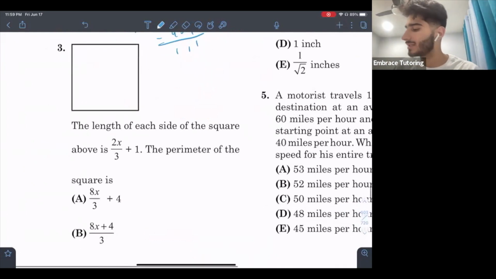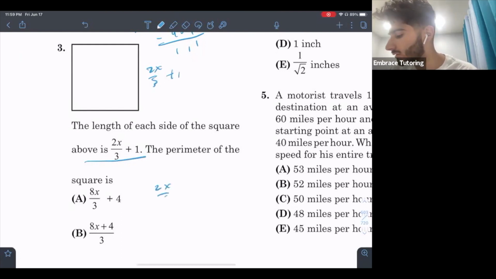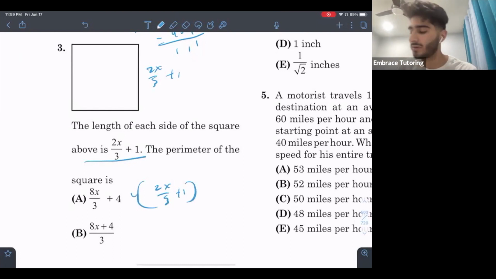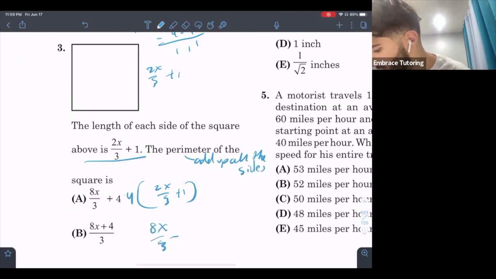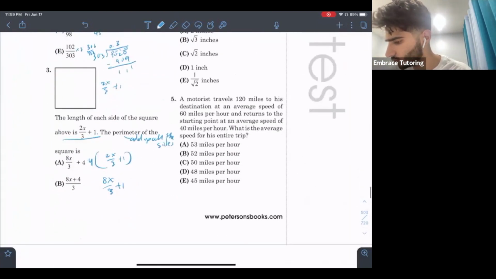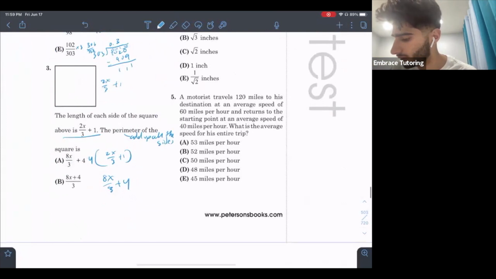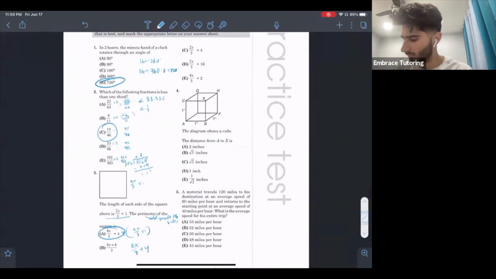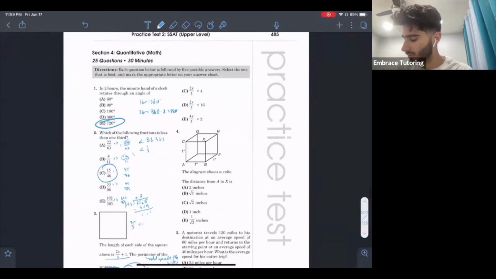Question 3. The length of each side of the square above is 2x over 3 plus 1. For the perimeter of the square, what you have to do is 2x over 3 plus 1 times 4, because the square's perimeter is 4 sides. Add up all the sides, so you get 8x over 3 plus 1 as your answer. Or I mean, not plus 1, plus 4. And that is choice A. Distributive property. Yeah.